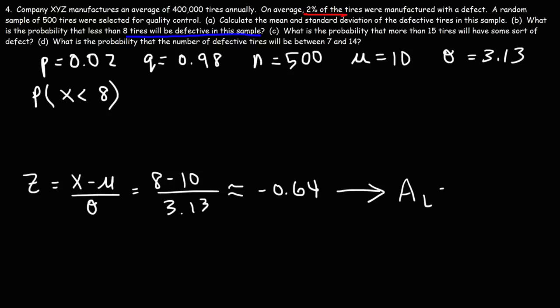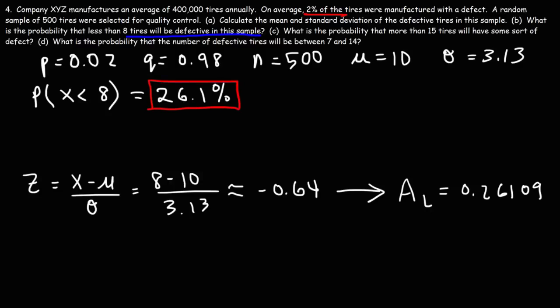So now, using the negative z-table, we need to get the area under the curve to the left. So negative 0.64 corresponds to an area value of 0.26109. So we could say that the probability that less than 8 tires will be defective in the sample is 26.1% approximately. That's a rounded answer. So that's it for part B.